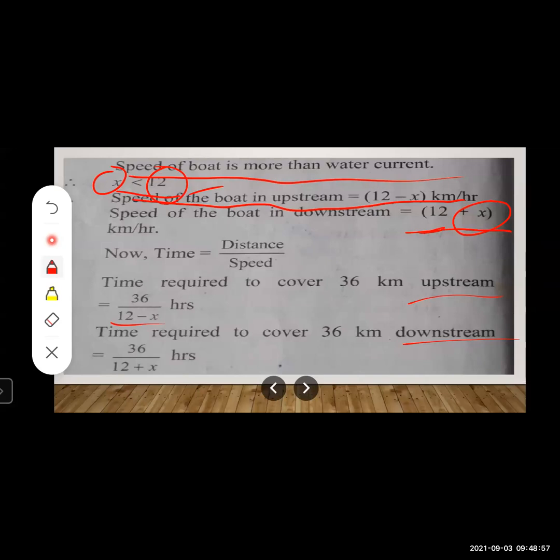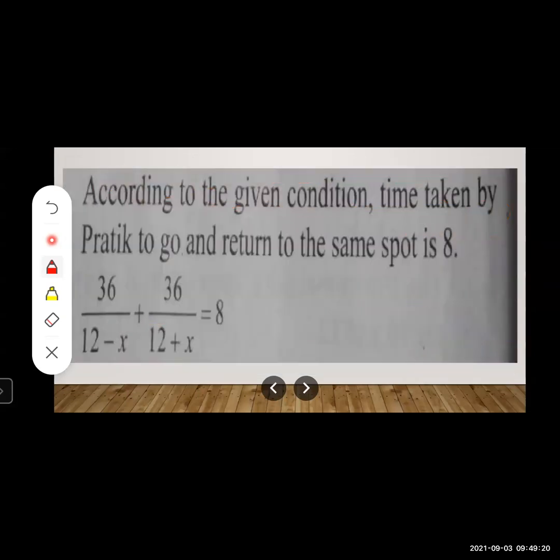Time required to cover upstream plus time required to cover downstream is equal to total timing. What is the total timing given here? 8 hours. If you read the first line of the sum, you will clearly understand the total time required to cover the upstream and downstream is 8 hours. So let us add this time for the downstream and upstream in the next slide.